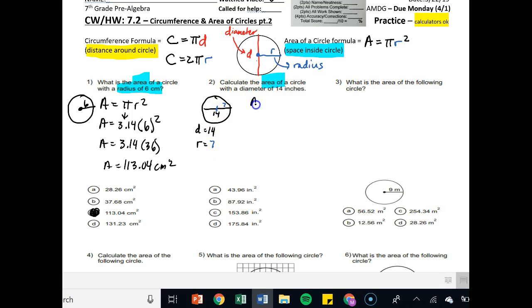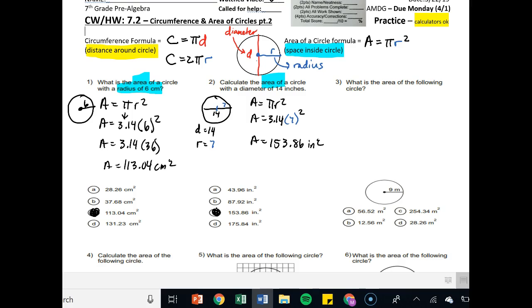So area is equal to pi r squared. That's our formula. Area is equal to 3.14 times 7 squared. And we just use our calculators. And instead of using order of operations, I'm just going to do it in one big swoop. So area is equal to 153.86 inches squared. So C.